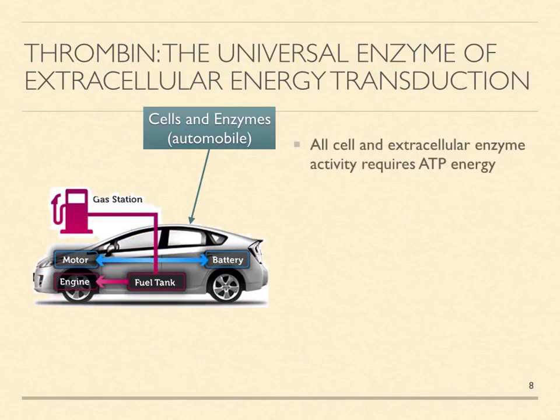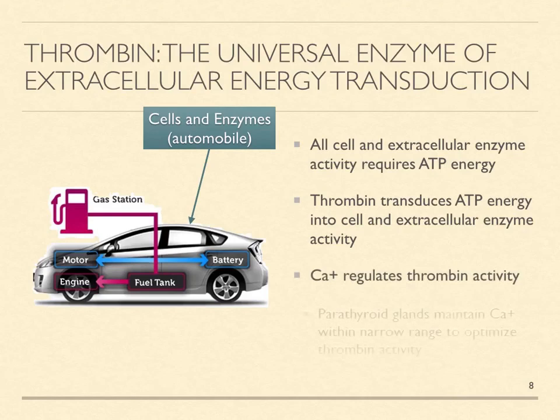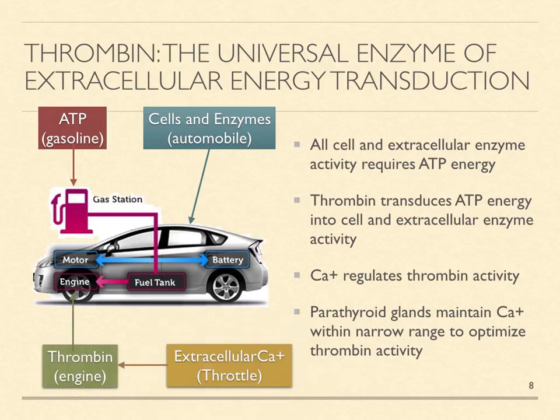Thrombin is the most important of the three MSM products. I call thrombin the universal enzyme of extracellular enzyme transduction. As gasoline energizes automobile motion, ATP energizes cells and extracellular enzymes. As automobile engines convert gasoline into motion, thrombin converts ATP into cell and extracellular enzyme activity. As the throttle regulates engine power output, parathyroid glands regulate extracellular calcium within a narrow range to optimize thrombin activity, which explains why they are vital to life.